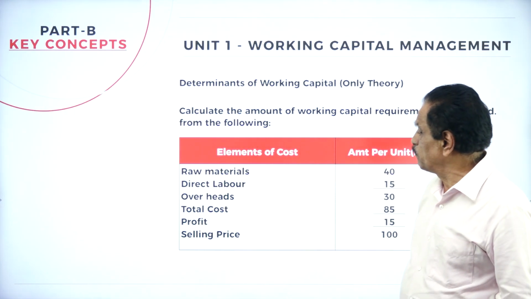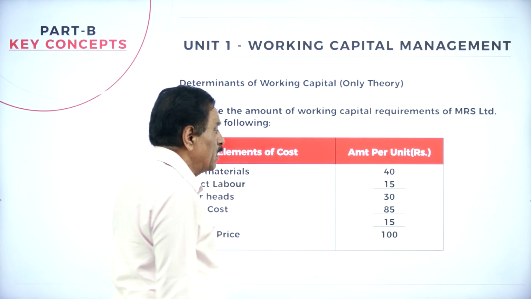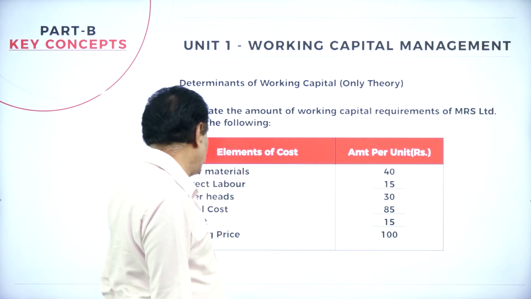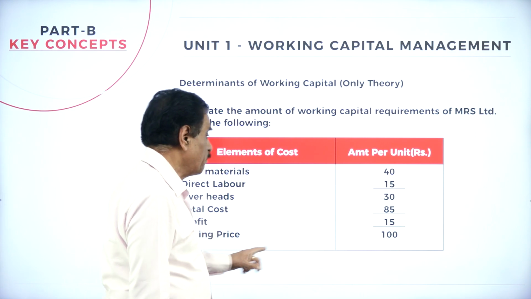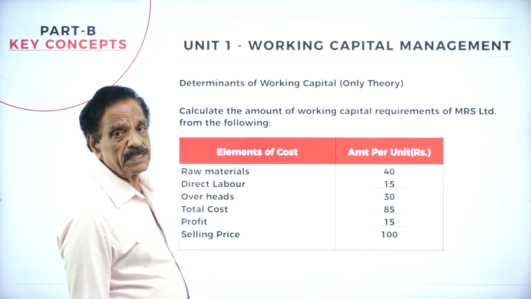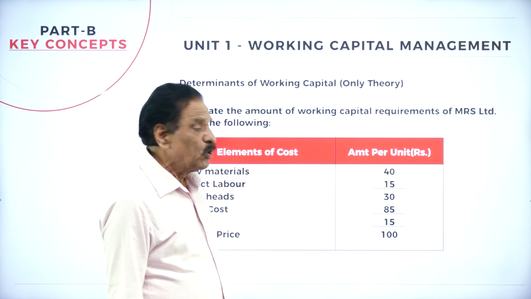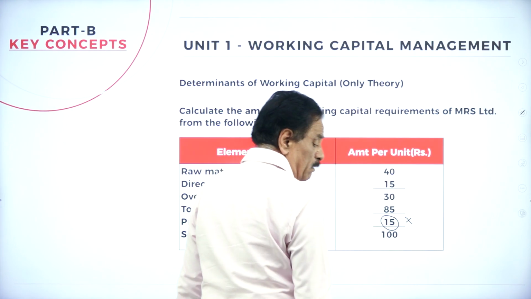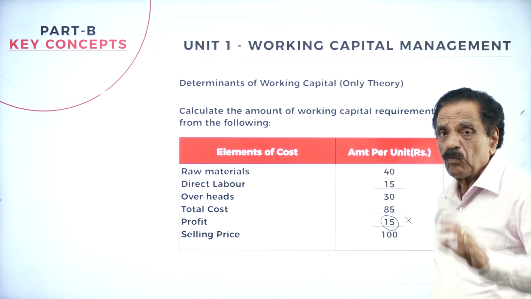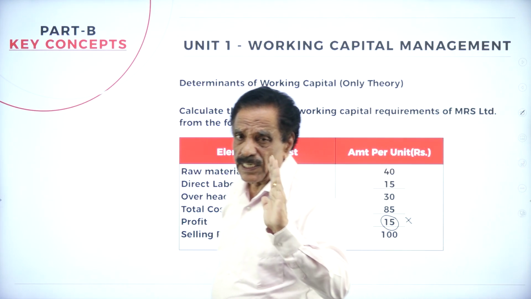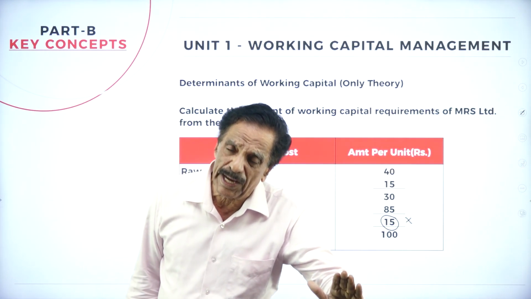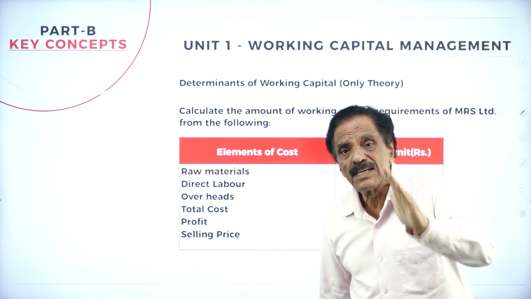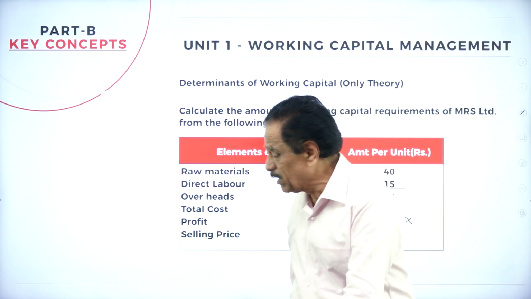So we'll go through the problem. This is the cost sheet they have given. Material cost 40 rupees, labor cost 15 rupees, overhead cost 30 rupees, total cost becomes 85 rupees. If you add the profit of 15 rupees, it becomes 100 rupees selling price. While you're doing the working capital, don't take the profit into consideration. Profit should not be considered. So while valuing the finished stock and while valuing the debtors, you must value at the cost price only. That should be remembered. So we'll read on.